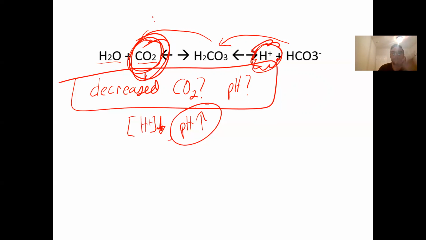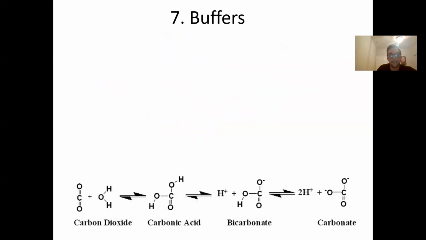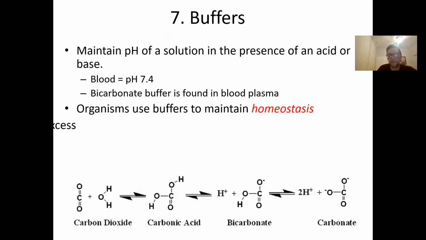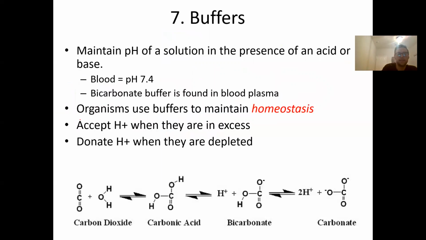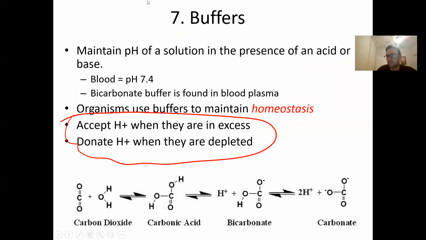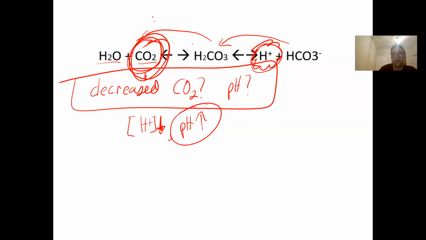So that's what a buffer is. And again, just like I mentioned in the previous example, you have to have something that can accept a proton when needed and donate that proton when they're depleted as well. So having that carbonic acid is a key player in all of this.